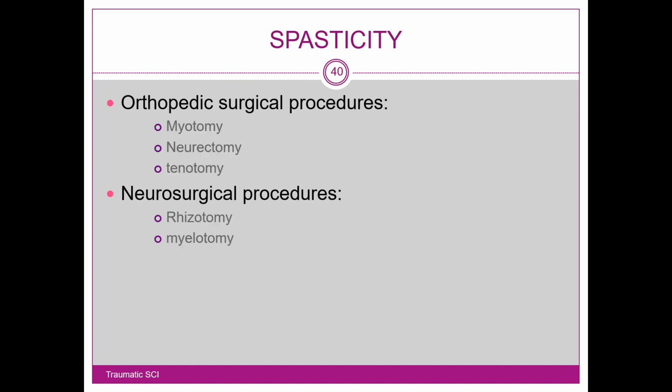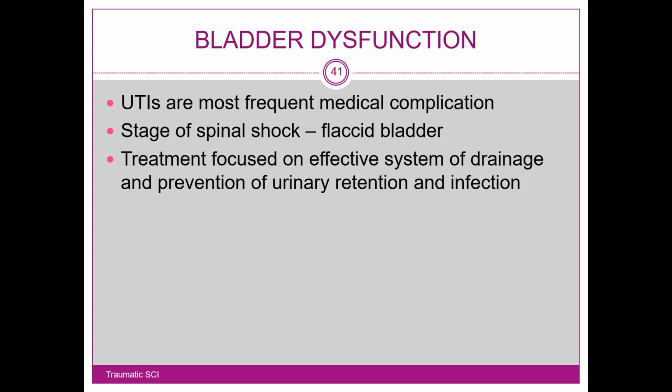Orthopedic surgical procedures such as myotomy, neurotomy, and tenotomy can be done, and neurosurgical procedures like rhizotomy and myelotomy can be performed to decrease spasticity. Bladder dysfunction: bladder and bowel play a very important role. UTIs are the most frequent medical complications. We already discussed autonomic dysreflexia. At the stage of spinal shock, it will be a flaccid bladder. Treatment focuses on an effective system of drainage and prevention of urinary retention and infection as a prime goal.